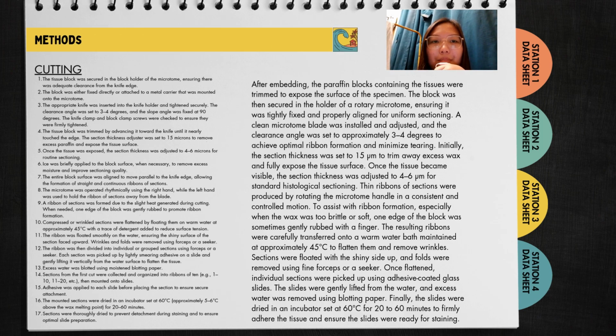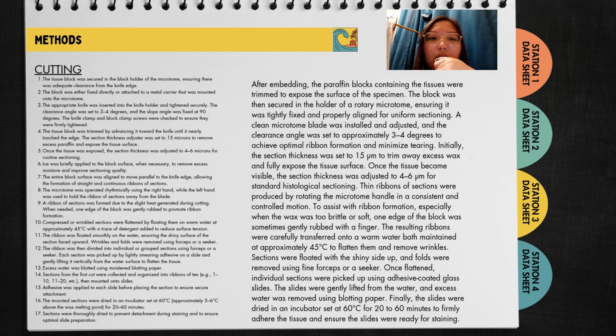Cutting. After embedding, the paraffin block containing the tissue was trimmed to expose the surface of the specimen. The block was then secured in the holder of a rotary microtome, ensuring it was tightly fixed and properly aligned for uniform sectioning. A clean microtome blade was installed and adjusted, and the clearance angle was set to approximately 3 to 4 degrees to achieve optimal ribbon formation and minimize tearing.